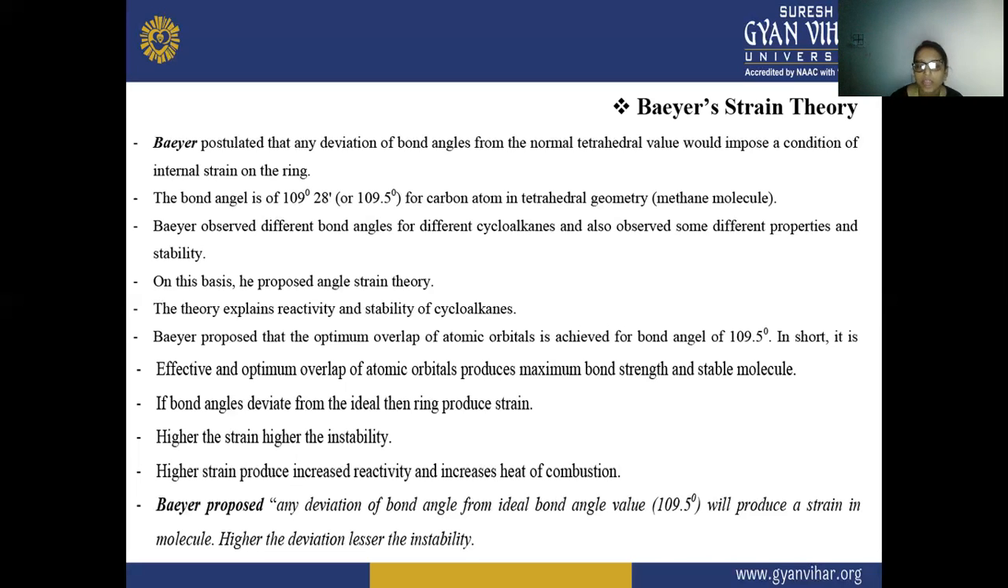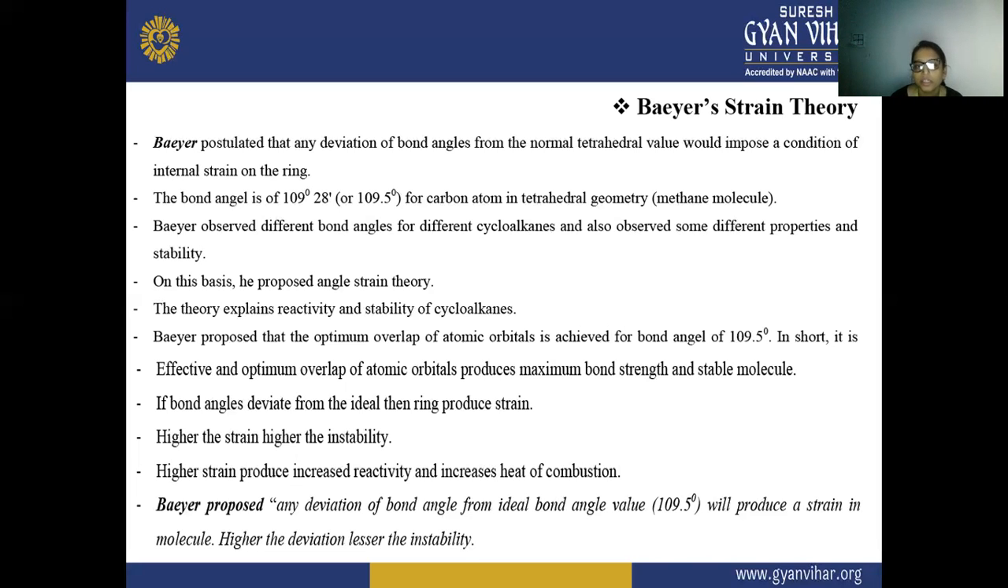If the ring, meaning here the cycloalkanes, cyclopropane, cyclobutane, cyclohexane, cycloheptane, has any deviation in the bond angle, then, here the ideal bond angle is taken as the tetrahedral bond angle value. The tetrahedral value is 109.5 degrees. And if there is any deviation in that bond angle, then that will impose a condition of internal strain, that will apply a strain on the ring.